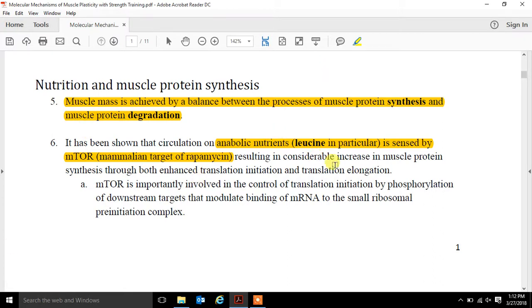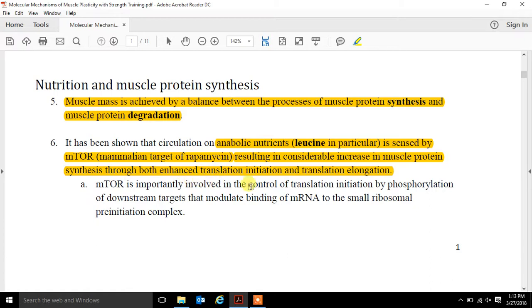Both through enhanced translation initiation and elongation. So if you remember back to early in the semester, we talked about this, the initiation step and the elongation steps involved with translation. Those steps are what's targeted with leucine when you were talking about dietary supplementation of leucine and getting this increased muscle protein synthesis.